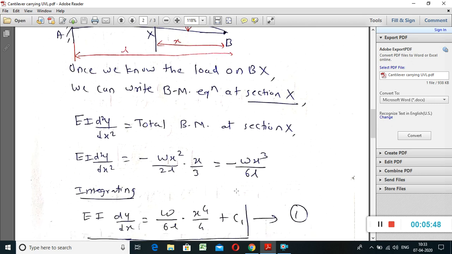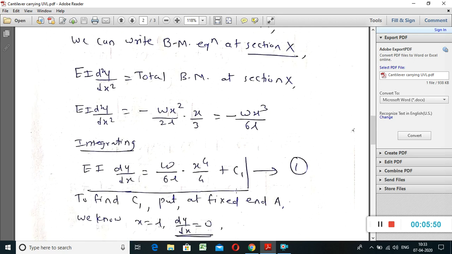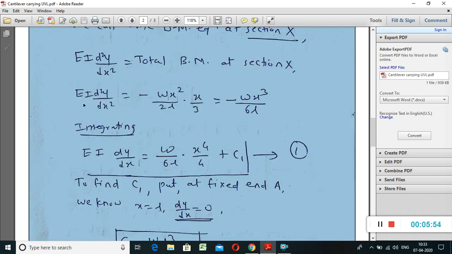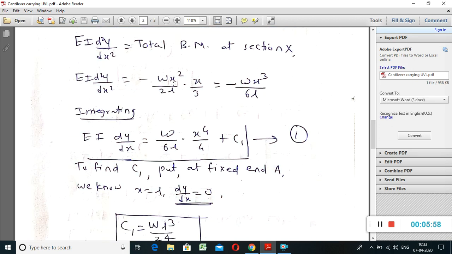Now integrate this to get the slope equation. By the general integration rule, W by 6L will be constant. The integration of x cube is x raised to 4 by 4 plus C1, the first constant of integration. Let it be equation number 1.